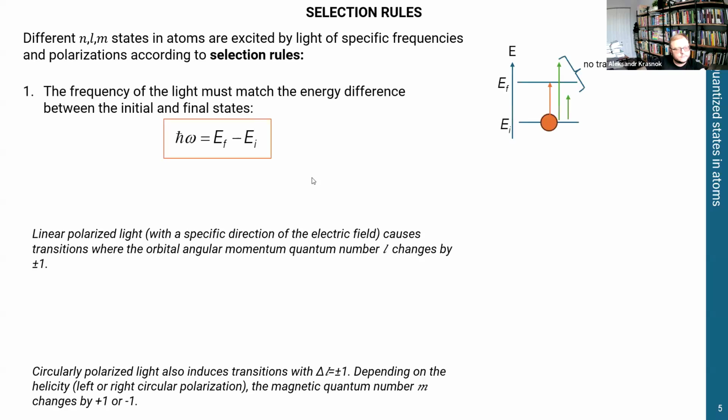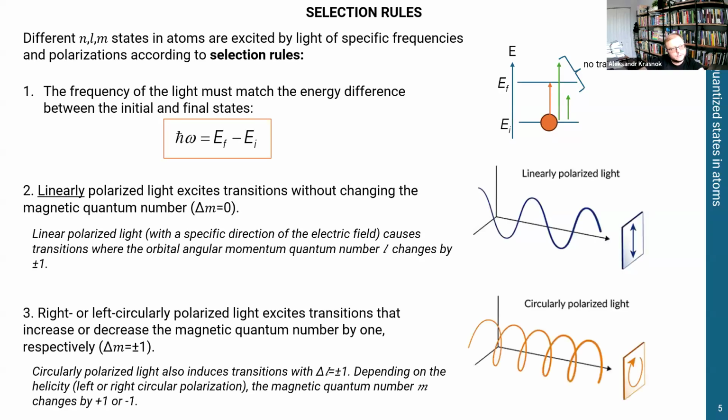Last time we said that not all these energy levels or orbitals can be excited optically because of the selection rules. First of all, we need to match the energy, so the energy conservation law applies here as well. The energy difference between the final and excited state must be equal to the energy of the photon that comes to the atom.